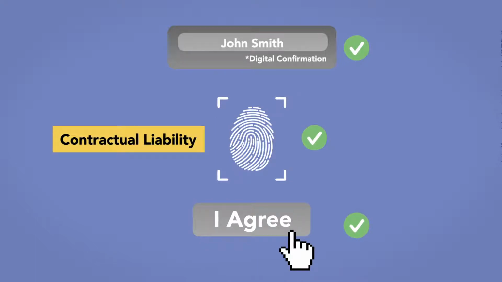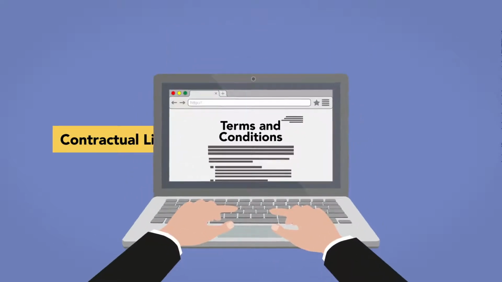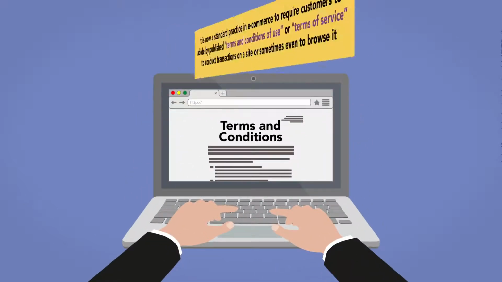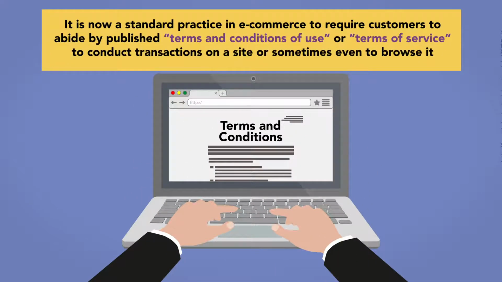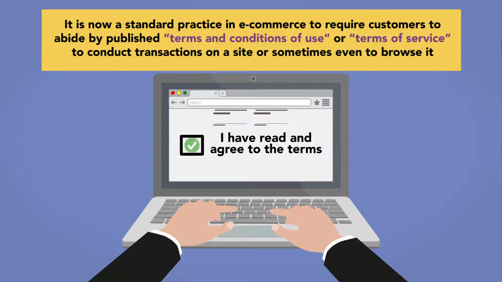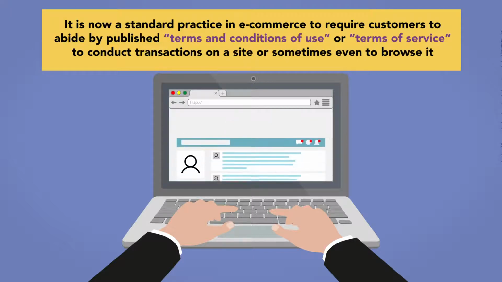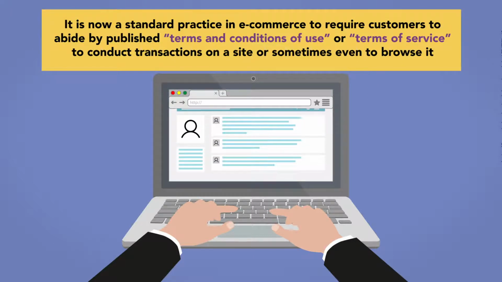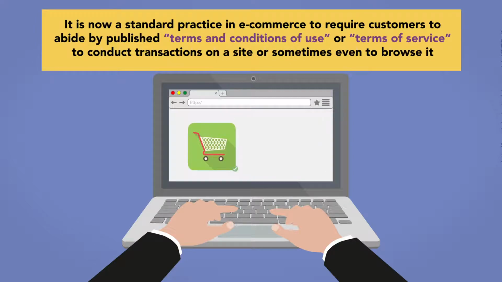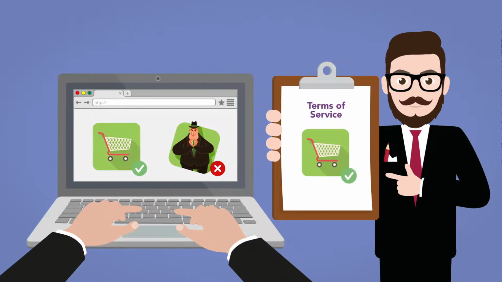Online companies often manage this liability by publishing documents explaining the terms of the website. It is now a standard practice in e-commerce to require customers to abide by published terms and conditions of use, or terms of service, to conduct transactions on a site or sometimes even to browse it. These documents are used to explain what a website may and may not be used for, and customers are permitted to view and use the website upon the condition that they follow the published terms of service.